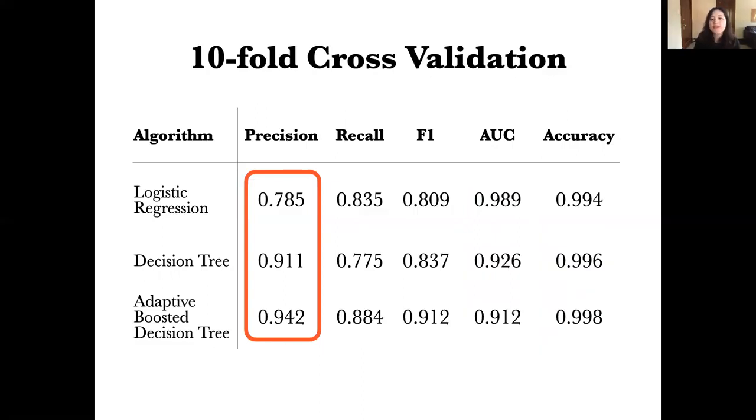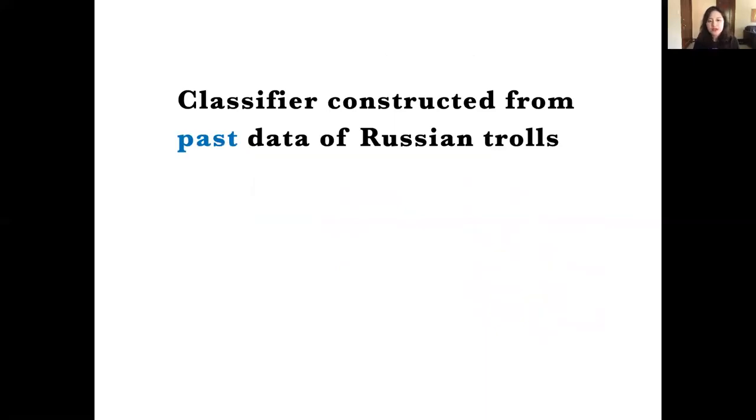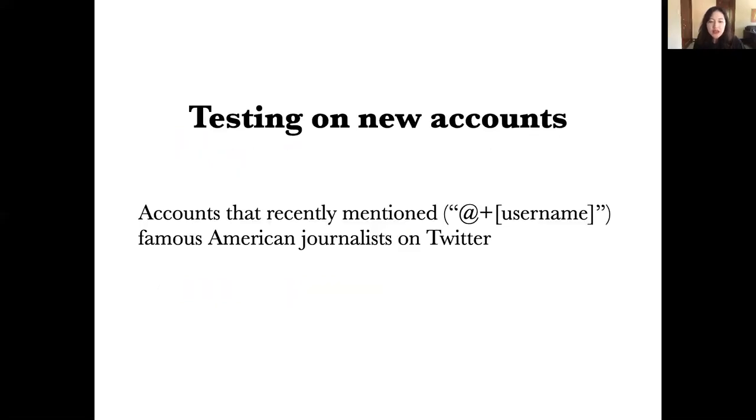And then we take a step further. We have built these classifiers, so can we leverage them to see if there are potential Russian troll accounts out there on Twitter, and see what they are doing now? So far we've constructed classifiers from past data of Russian trolls. However, can we leverage the classifiers to see if there are currently active Russian trolls? For this, we would need a new test data set.